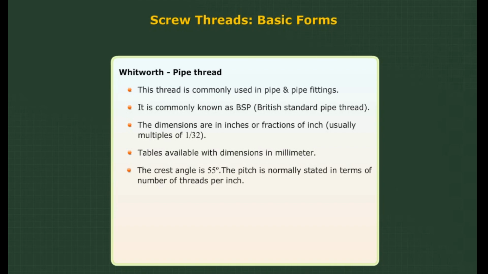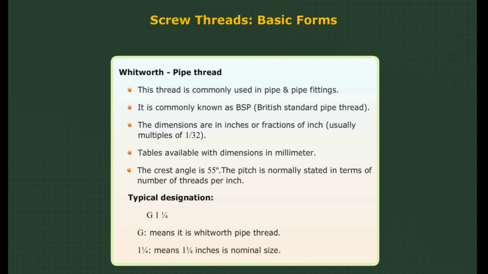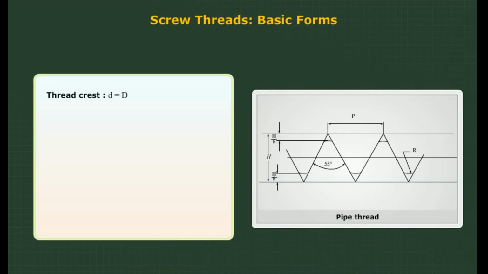The pitch is normally stated in terms of number of threads per inch. For example, typical designation is G 1 1/4, where G means it is Whitworth pipe thread. 1 1/4 means 1 1/4 inches is nominal size.